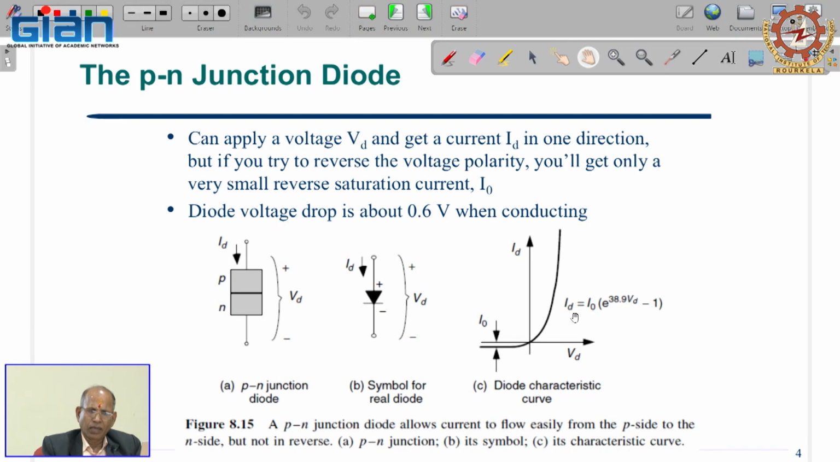ID you are calculating from this equation. How will you find Vd? First you take ID by I naught, then the term inside the bracket has the e term. How are you going to remove e? You take the natural log on both sides. So it becomes natural log of ID by I naught, the e term gets removed, it becomes 38.9 Vd minus 1, and then you divide by 38.9 and take the 1 to the other side, and you get Vd. So it is very simple.